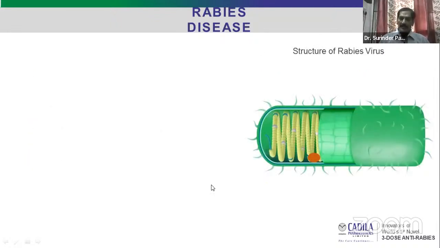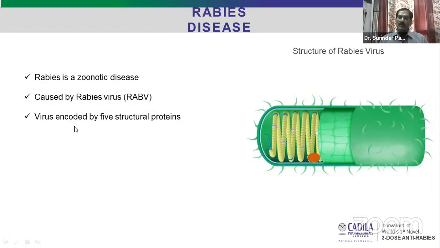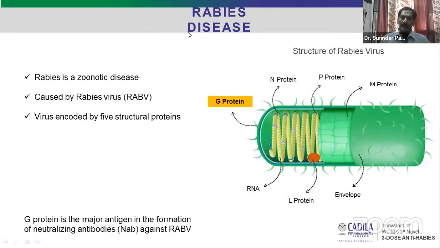So rabies disease, as we all know, rabies is a zoonotic disease. What is a zoonotic disease? Those diseases which are spread by animals, either by a bite or by licks, etc. Similarly, rabies is a zoonotic disease and a fatal disease caused by the rabies virus. The rabies virus belongs to the family Rhabdoviridae, and the virus is encoded by 5 structural proteins.